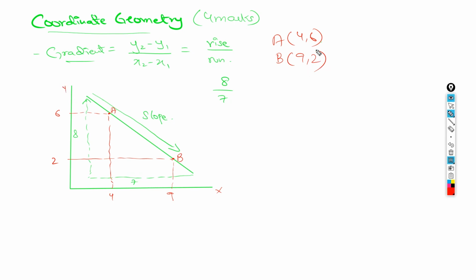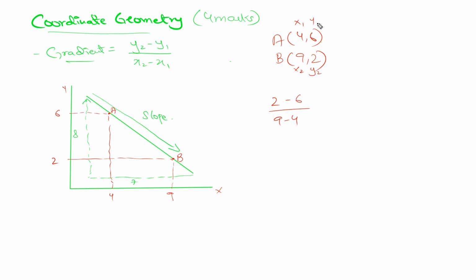So when you do this, you put this in your formula. These are x values, these are y values. So 6 will be y1 and 2 will be y2. 2 minus 6 is your y2 minus y1 over x2 minus x1, which is 9 minus 4. So this is x2, this is y2, this is x1, this is y1. This is how you figure this out. So you get negative 4 over 5. So negative 4 over 5 will be your gradient.